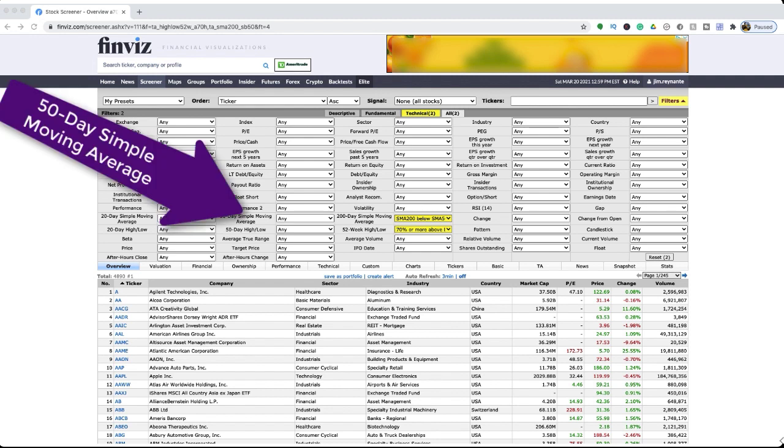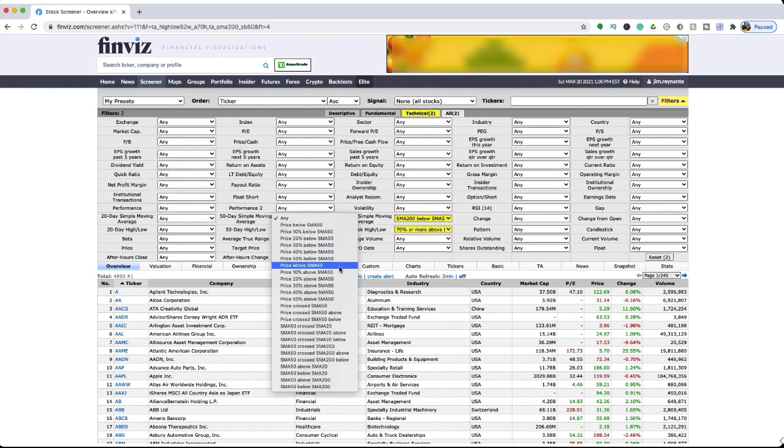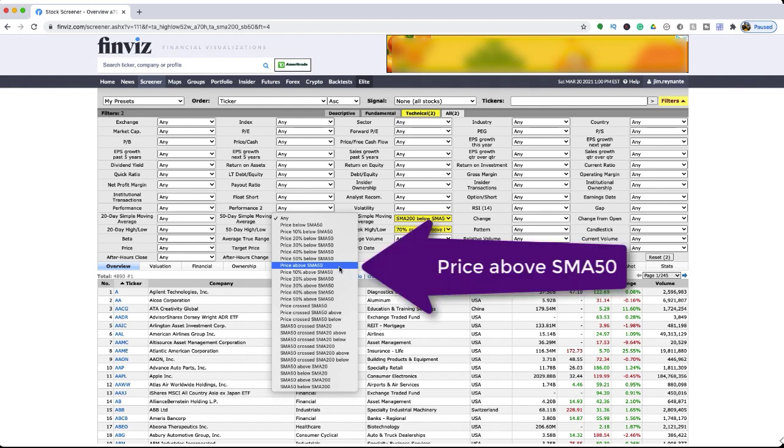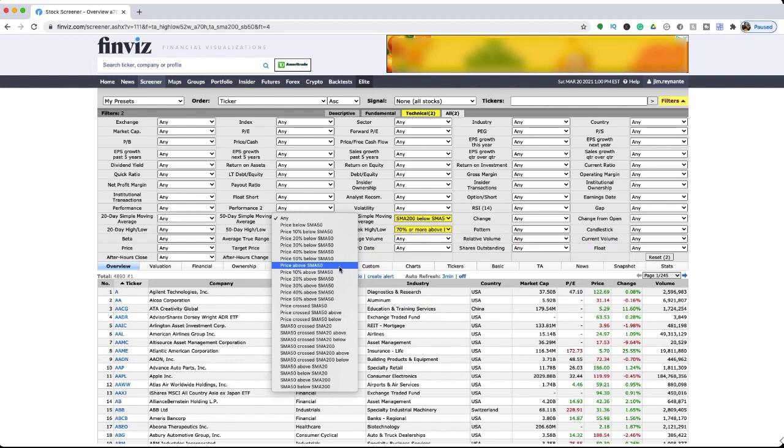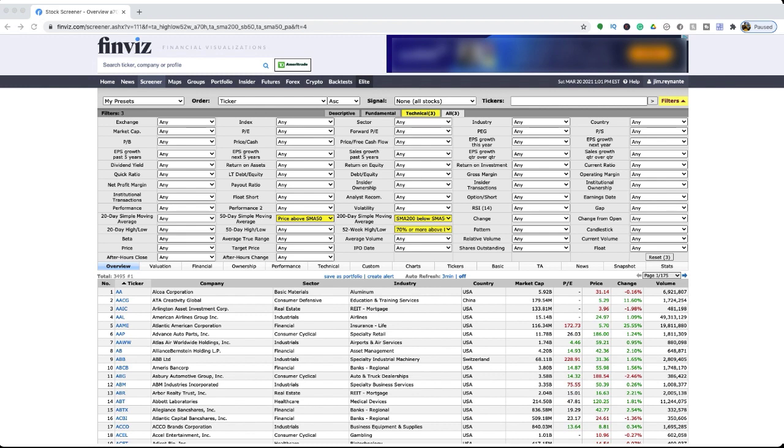Next, I'm going to set the 50-day simple moving average. I'm going to click here, and then from here, I want to specify that the price is above the 50-day moving average. So price above SMA 50. This is one more filter that helps us guarantee that we're going to find stocks that are in a bullish trend, because the price will be above the 50-day moving average, which is also above the 200-day moving average, and also that the price is 70% or more above the 52-week low. So again, this is another way to look for bullish indicators or bullish trends for stocks.